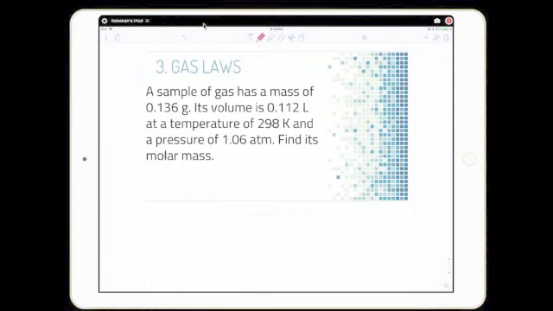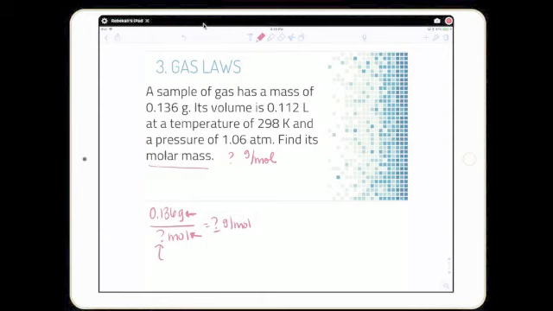Alright, next one. A sample of gas has a mass of 0.136 grams. Its volume is 0.112 liters and a temperature of 298 K and a pressure of 1.06 atm. Find its molar mass. So remind me really quick, molar mass is equal to grams per mole, correct? So that's what I really want to find. They give me the mass, so 0.136 grams, but I need to know how many moles to get grams per mole, right? That would be molar mass. So I need moles. That's really what they're asking me for.